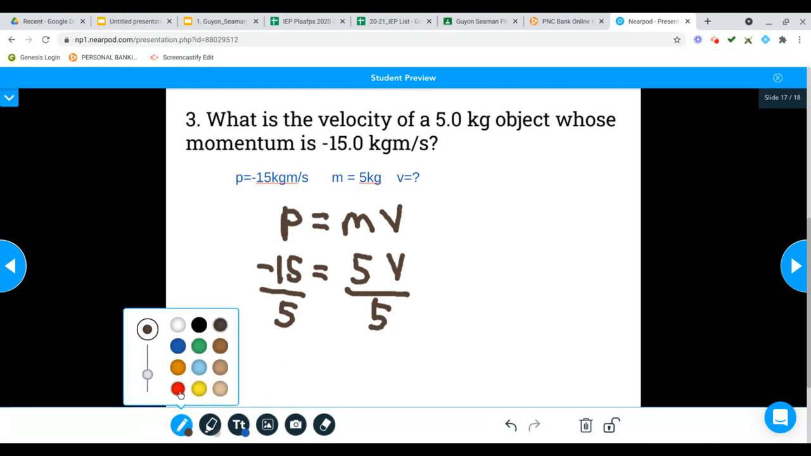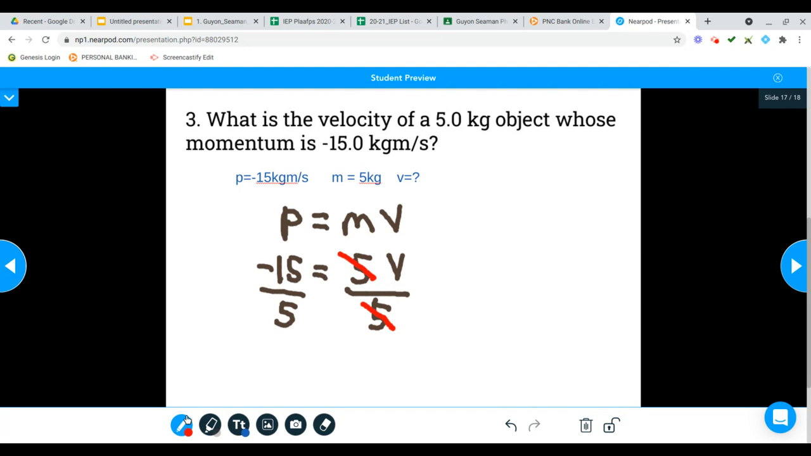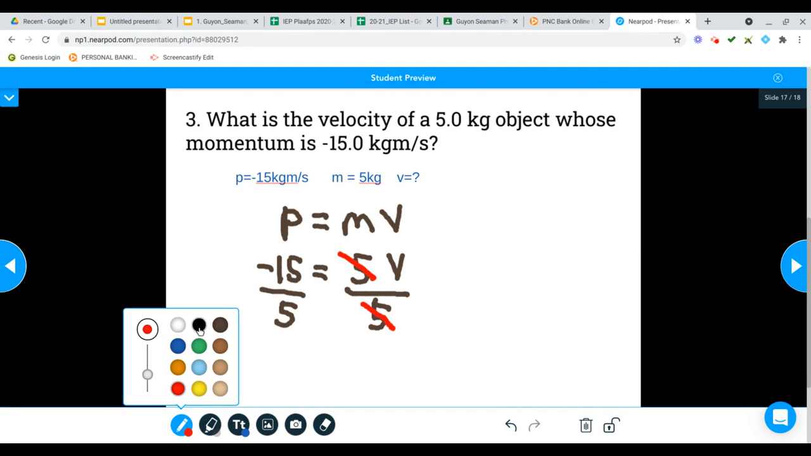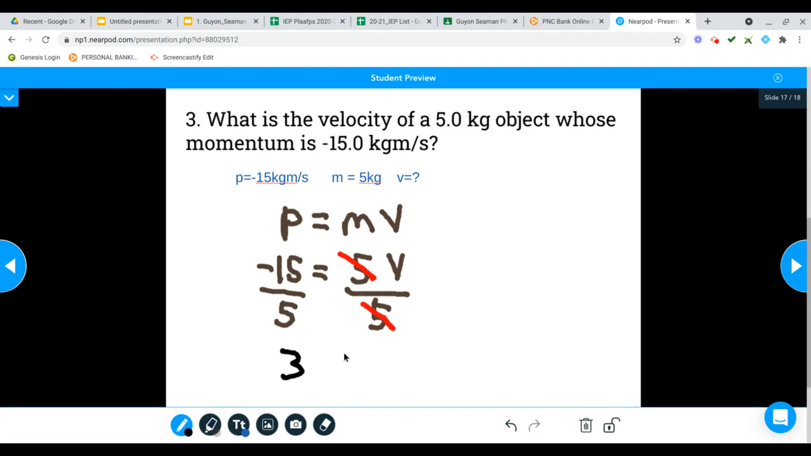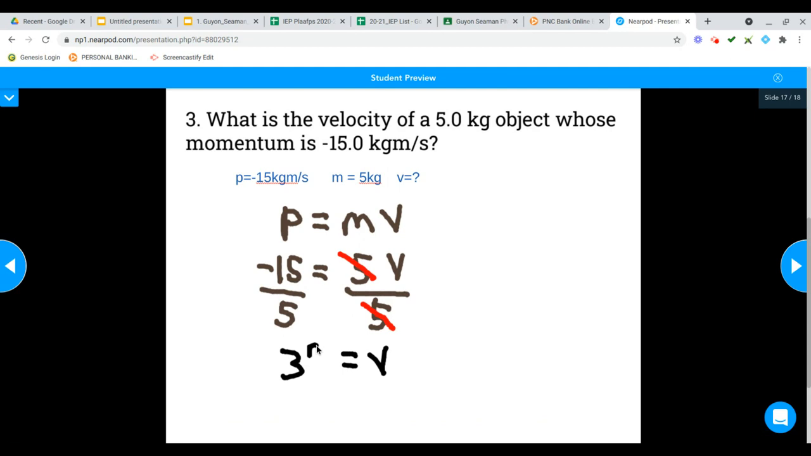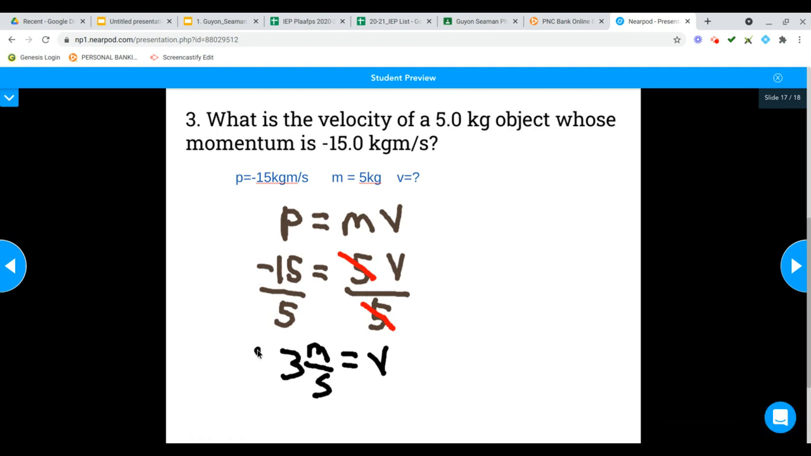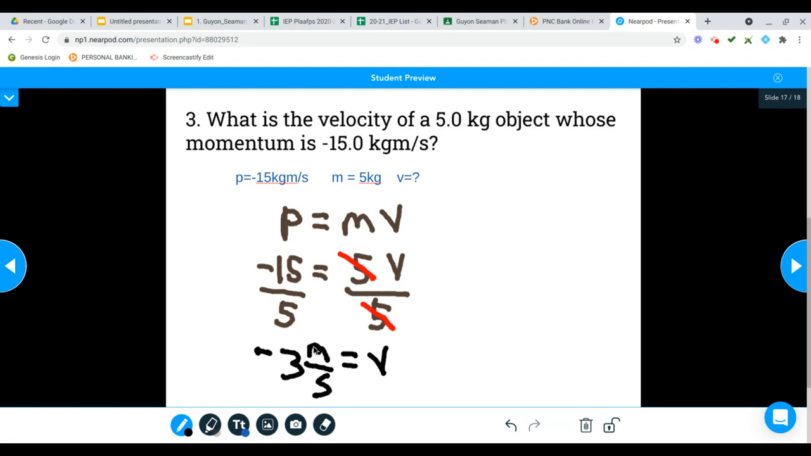See if I can change the color there. There we go. So then that would cancel my 5s out here. And I'm left with negative 15 divided by 5, which is equal to 3, equals my V. Now my unit for velocity is just meters per second. The one thing I forgot to carry down is my negative here. So my negative also has to go here. So it's negative 3 meters per second equals V.